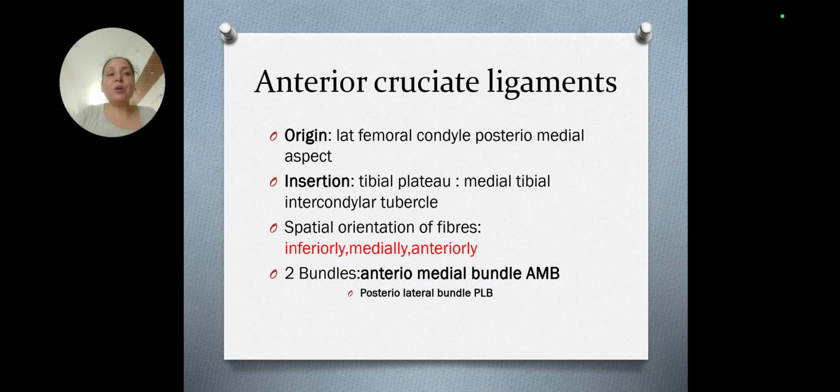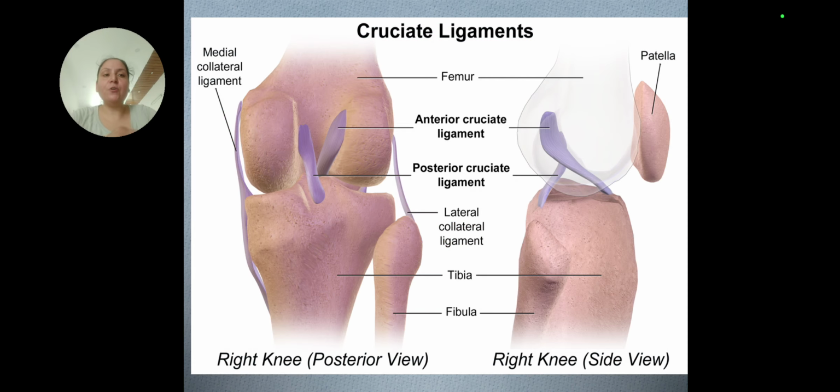Now the next ligament which I want to discuss with you is the anterior cruciate ligament. The anterior cruciate ligament arises from the lateral femoral condyle, posteromedially, and gets inserted at the tibial plateau at the medial tibial intercondylar tubercle. Let me show you the figure first, then you will be able to understand. This is the anterior cruciate ligament, and this is the posterior cruciate ligament. These are the two views I wanted to show you, the side view and the posterior view.